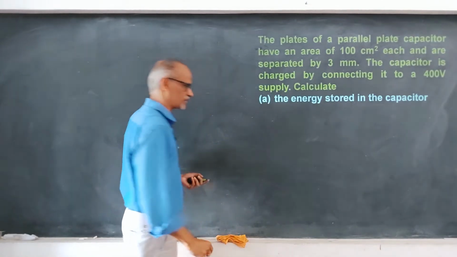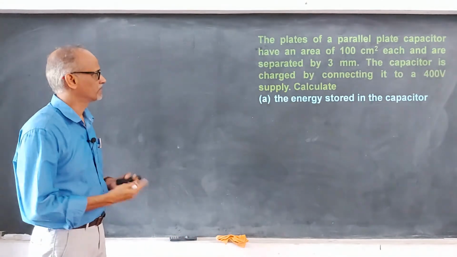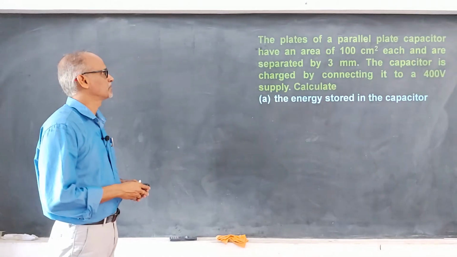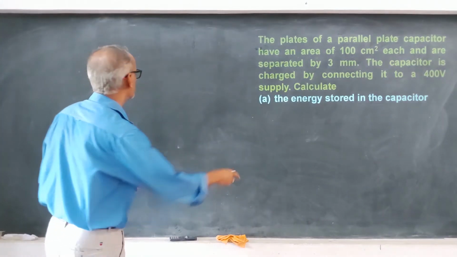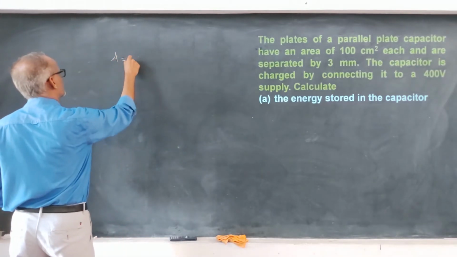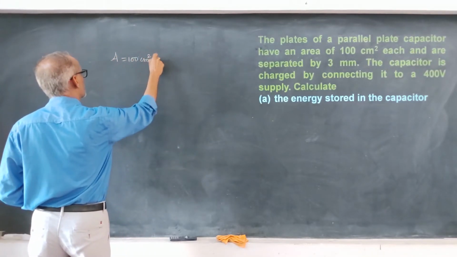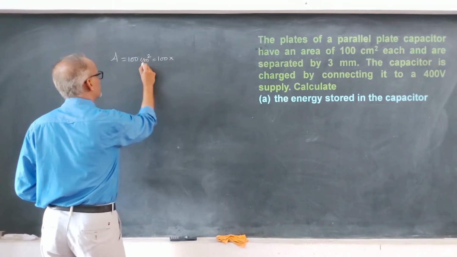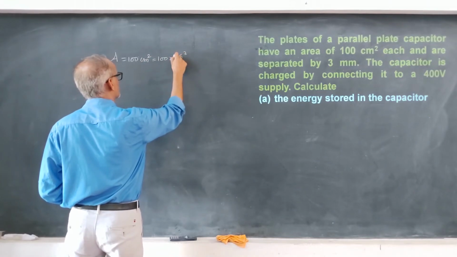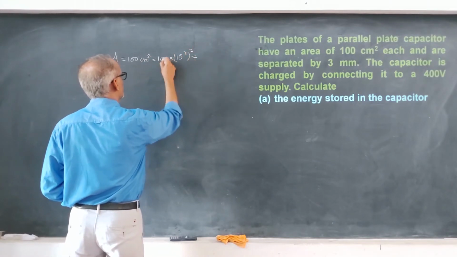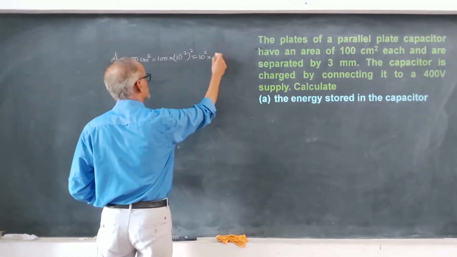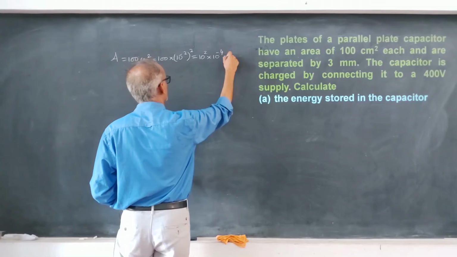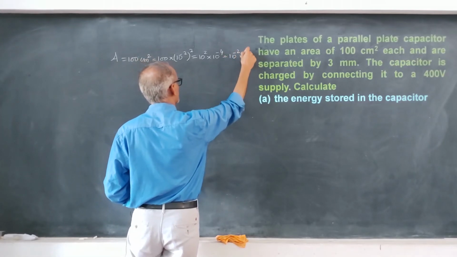So, let us go through one more question, again from the exam only. The plates of a parallel plate capacitor have an area of 100 centimeters square. So, area is given, 100 centimeters square. 100 centimeter is 10 to the power minus 2 conversion. Square of it, 10 to the power minus 2 into 2 is 10 to the power minus 4, and that will give you 10 to the power minus 2 meters square.